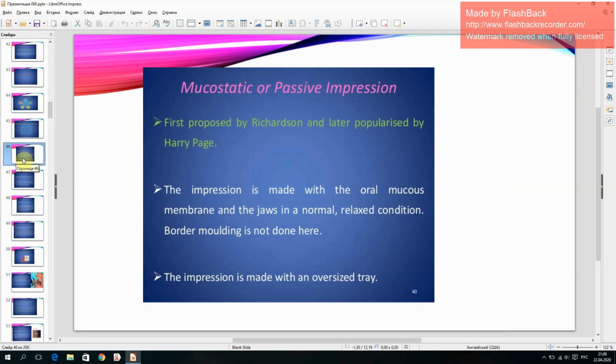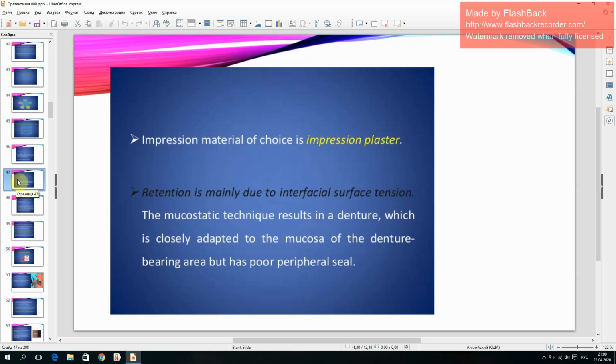The impression is made with the oral mucous membrane and the jaws in a normal relaxed condition. Border molding isn't done here. The impression is made with an oversized tray. The impression material of choice is impression plaster. Retention is mainly due to interfacial surface tension. The mucostatic technique results in a denture which is closely adapted to the mucosa of the denture-bearing area but has a poor peripheral seal.